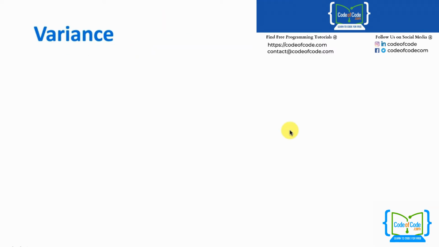Now, we're going to be talking about two measures of dispersion, the variance and the standard deviation. And we're going to talk about variance first because the standard deviation is simply the square root of the variance. So once we have the variance, we can calculate standard deviation very quickly.